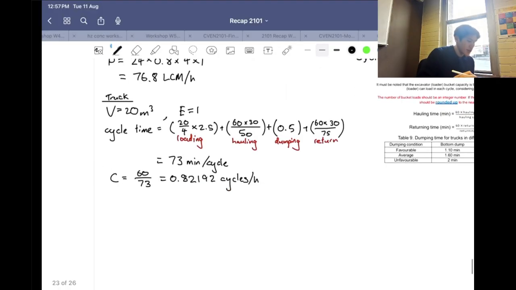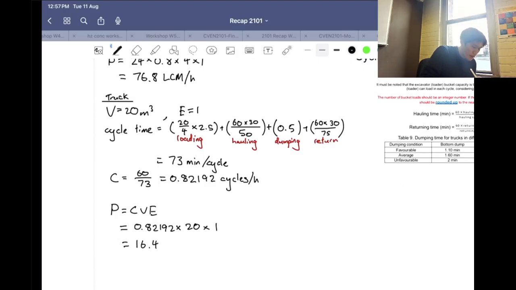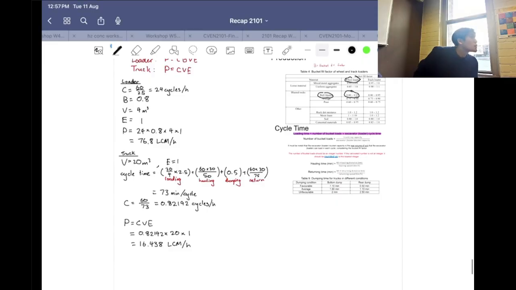Amazing. And now you can just apply back to the production formula, P equals CVE. Now you have all the values, you just do 0.82192 times 20, which is the capacity, times the efficiency of 1, which should give you 16.438 LCM per hour. Now, just looking at the production time, the load in the truck, you can see that the truck is the limiting factor because it does less work in 1 hour, right? So you just need to focus on the truck production time.